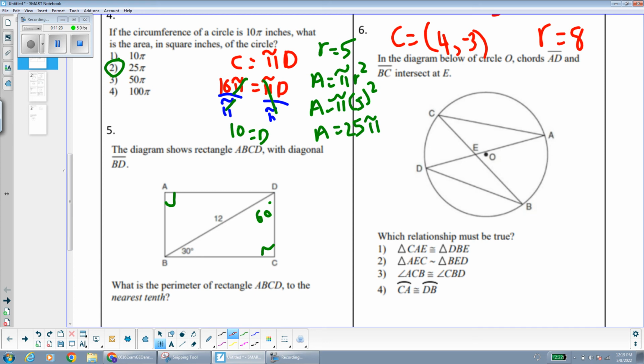And we need to find the perimeter of the rectangle, so it's also important to keep in mind that opposite sides of a rectangle are congruent. That's a property of a parallelogram, so it also applies to a rectangle as well.